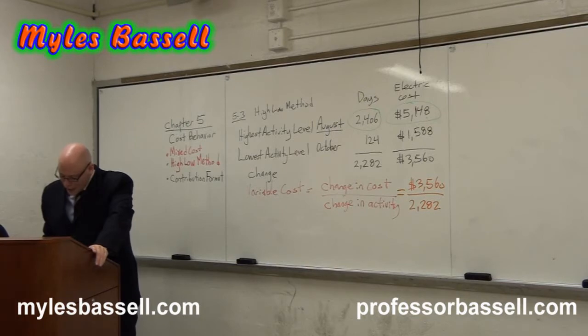The company does not manufacture its own skis. It purchases them from a supplier for $450 per pair. So what we have to do is prepare the income statement using the contribution format for the quarter.